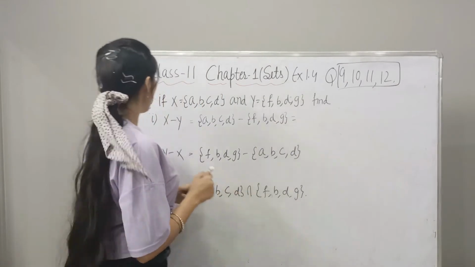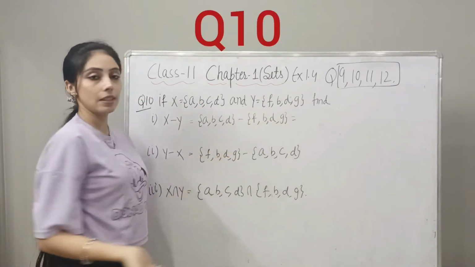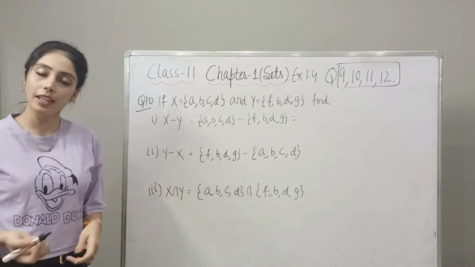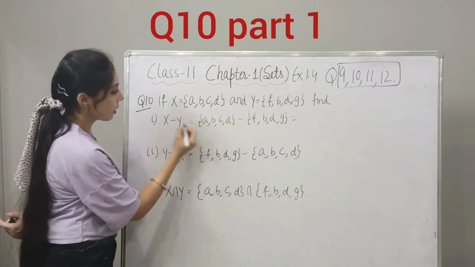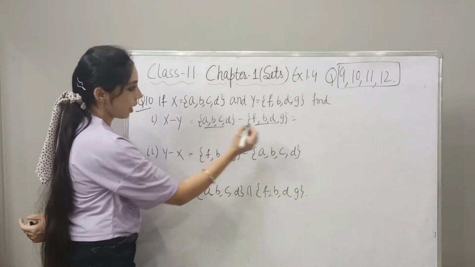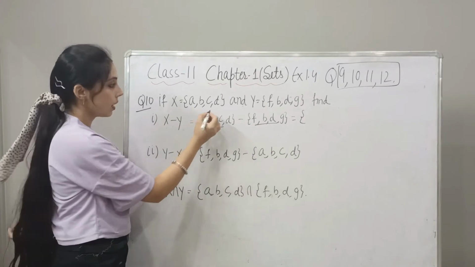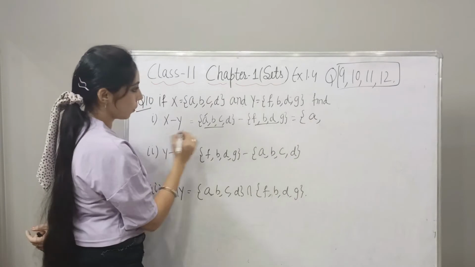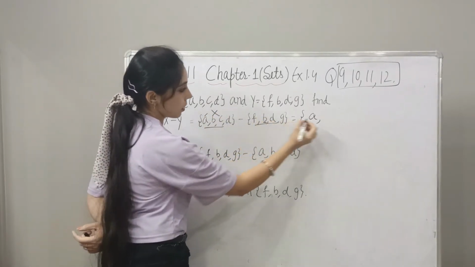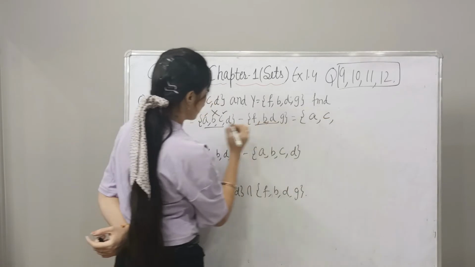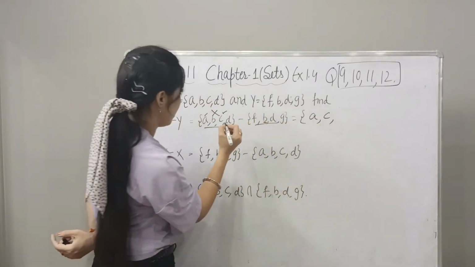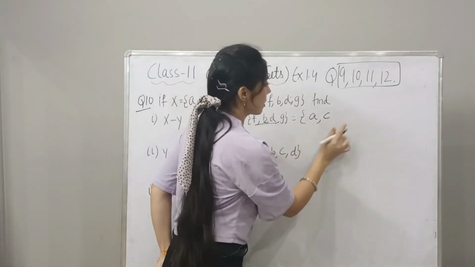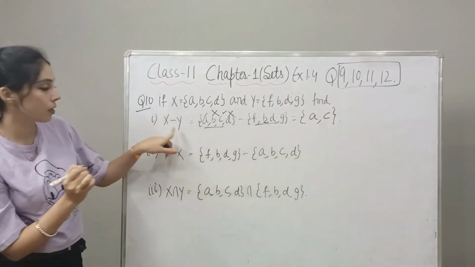Now let's discuss question 10. If x is this, y is this set, we have to find the difference of x and y, and also find the intersection. Okay. So x difference y is, we will write x and y here and we will write those elements which are in x but not in y. Okay. Here A will be included, B is excluded because B is here, C will be included and D will also be excluded because D is here. So A, C will be the difference of x and y.